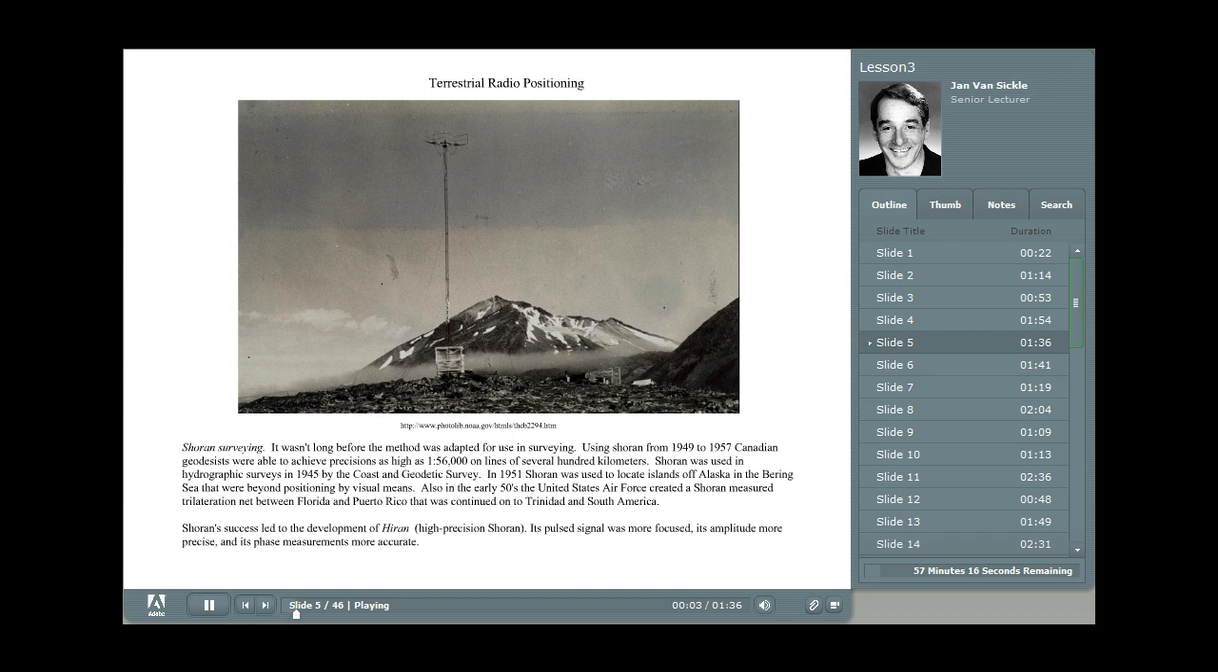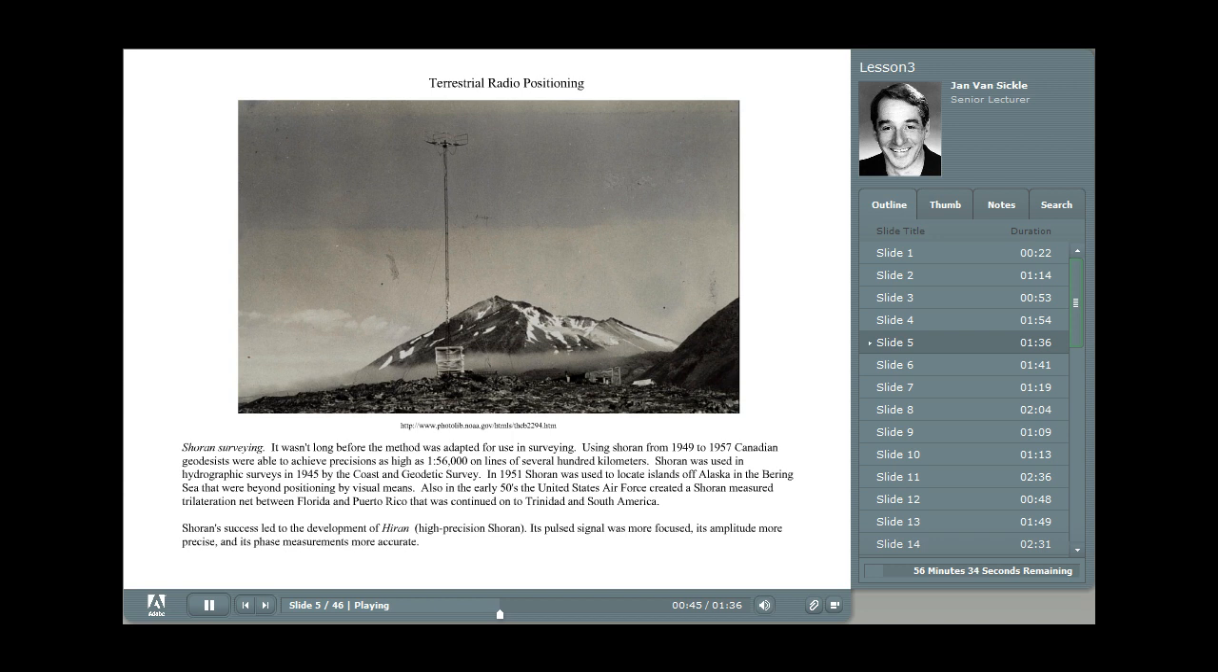And of course, since the concept of measuring distances with electromagnetic energy was introduced, it wasn't long before it was used in surveying. In the late 40s and early 50s, Canadians were using SHORAN, which is a type of terrestrial positioning based on towers, as you see here, to achieve precisions as high as 1 part in 56,000 on lines of several hundred kilometers. Now, of course, this was extraordinary in those times, to be able to measure distances of this magnitude.